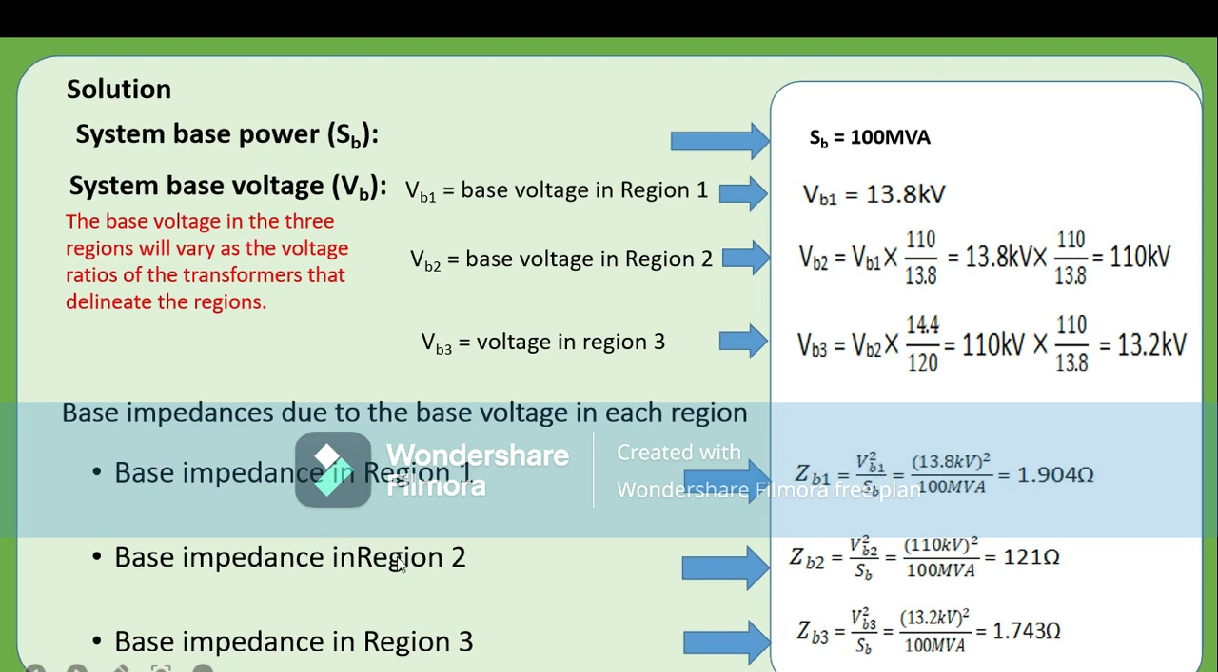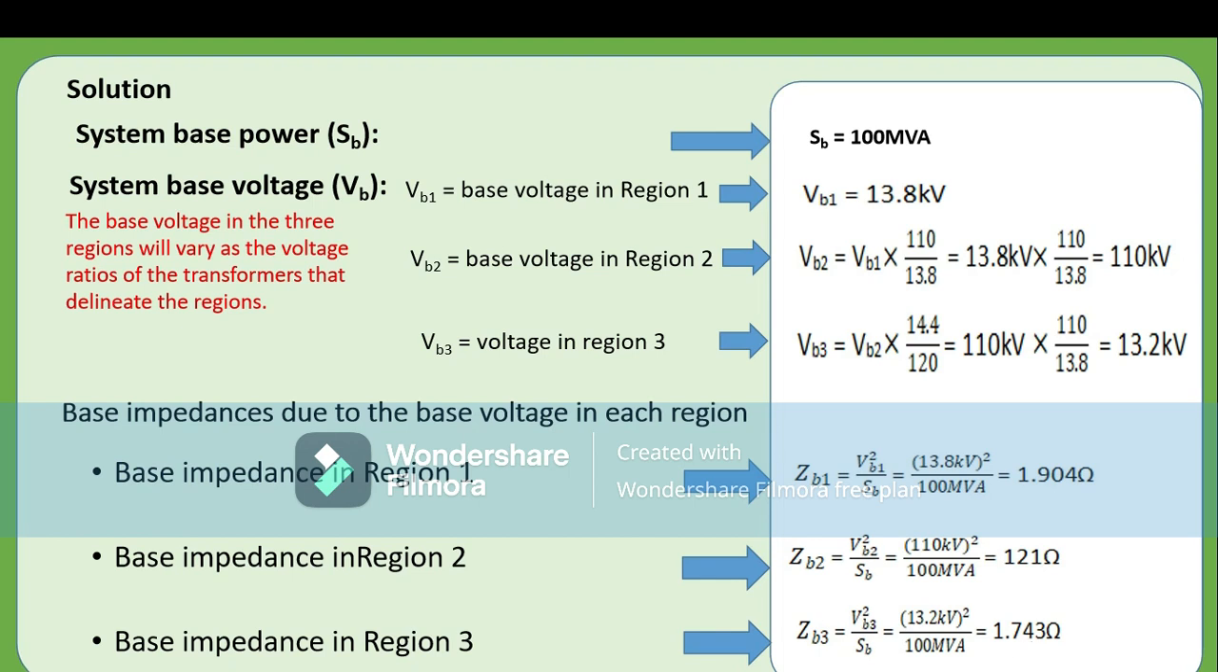We do the same thing for region 2. When you come down to region 2, the same equation, but here you are going to be using VB2 squared, that is the base voltage in region 2, all over the base power. We know that the base power remains the same, so that's why we're maintaining 100. Then for this side you have ZB3, the same thing: we have the voltage in region 3, and we can calculate that.